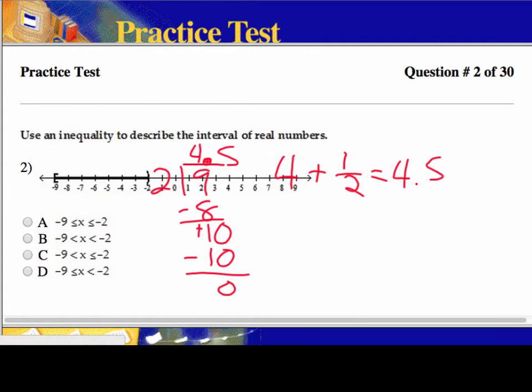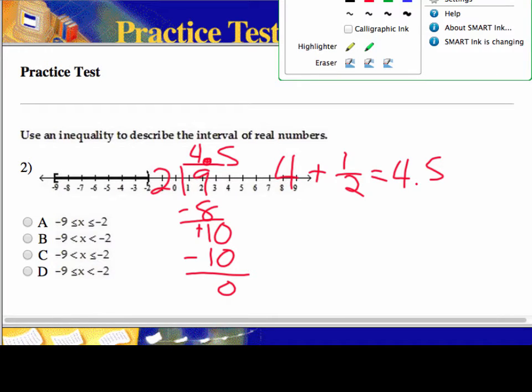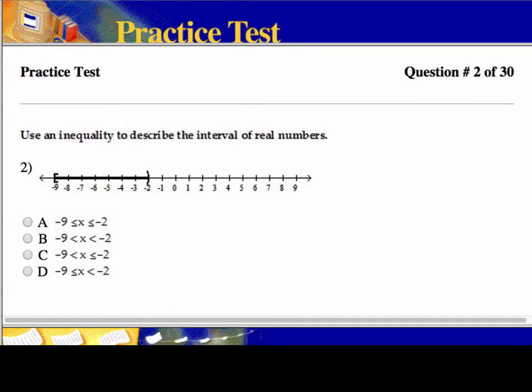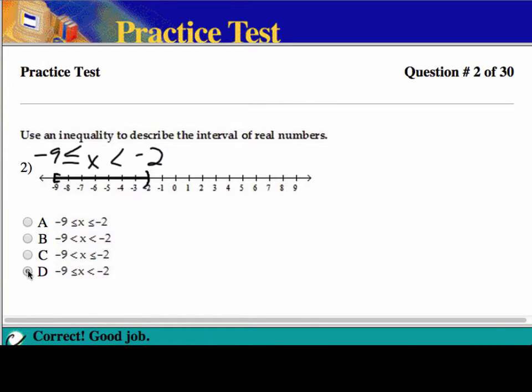Next question. For number 2, it just says, use the inequality to describe the interval of real numbers. So x lives in the middle here. We have a lower boundary of -9, and we have an upper boundary of -2. The lower boundary has a bracket, so it's less than or equal to. Now, because we have parentheses here, it's just less than. So then that one would be, which? B? D? Let's see. Oh, yep, good job. That is what it is. Any questions? Oh, we're cooking with gas.